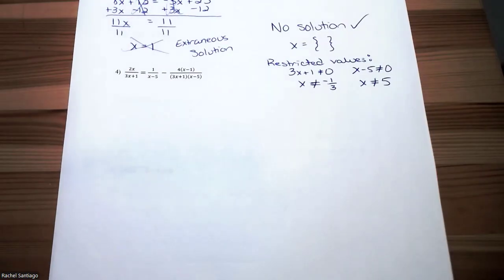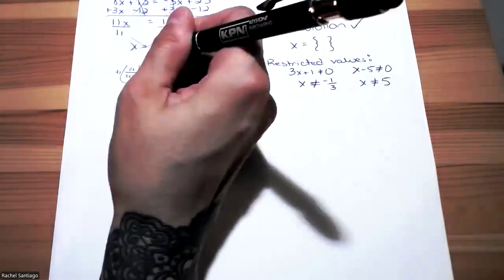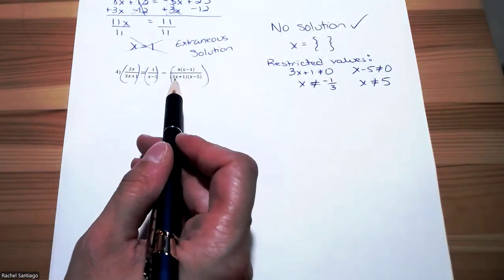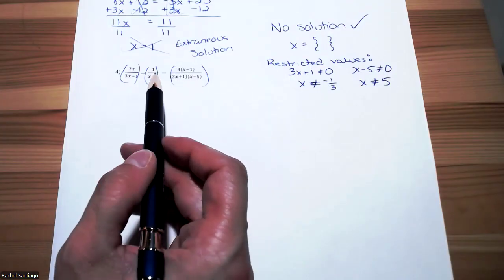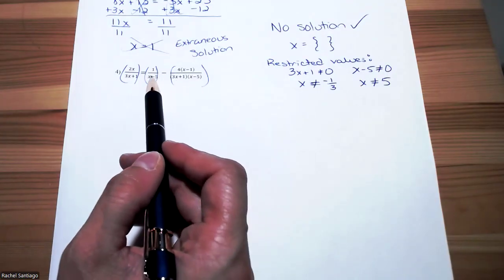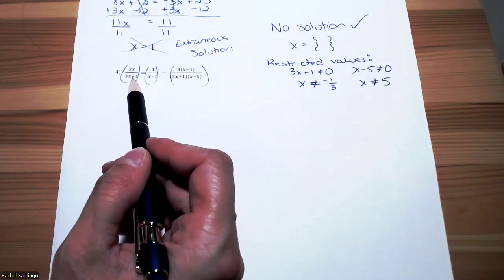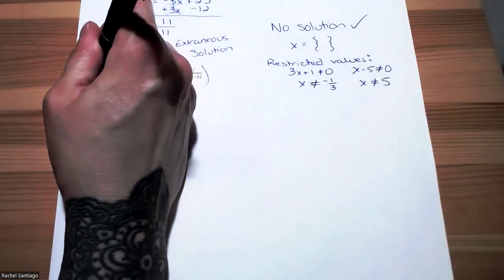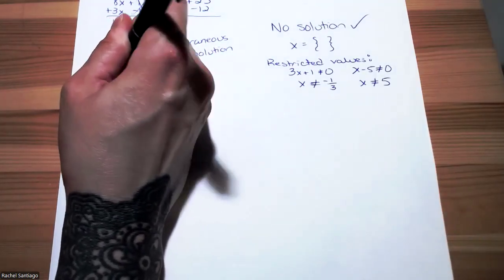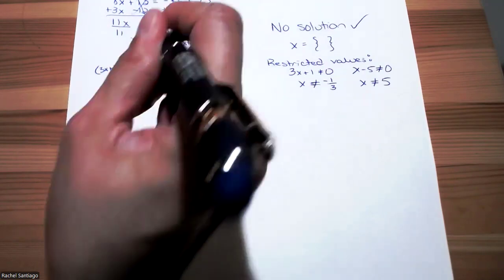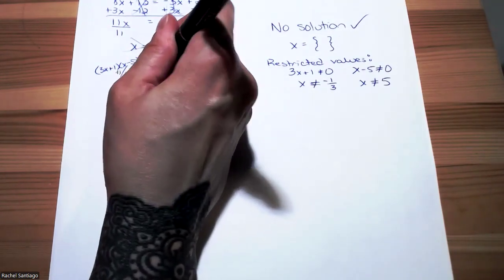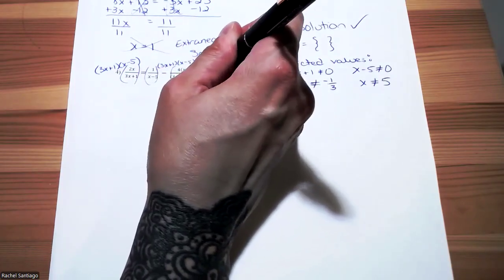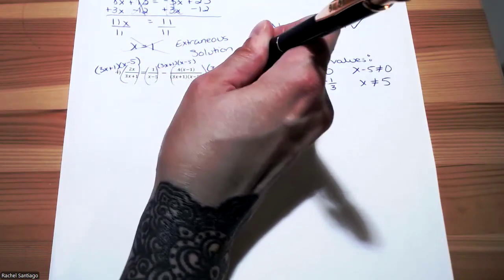All right, let's get after it. Our LCD has to be this piece right here, 3x plus 1 times x minus 5. You already have an x minus 5, you need a 3x plus 1. You already have a 3x plus 1, you need an x minus 5, so it's got to be the combination of the two. So let's multiply every term by that LCD. So 3x plus 1 times x minus 5. I'm trying to squeeze this in. I don't want to lose anything and make this harder to see than it is.